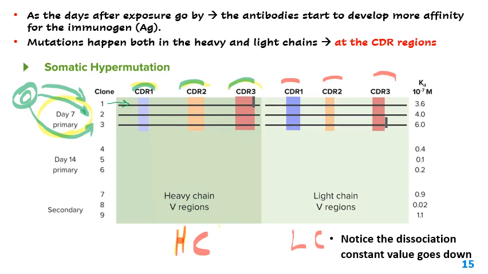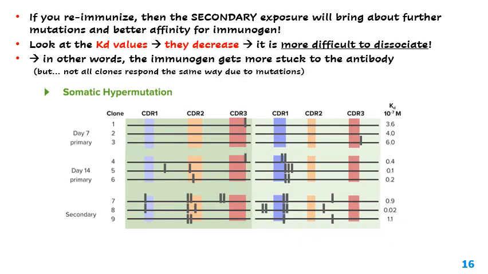Okay? Now, let's see what happens 2 weeks later. 2 weeks later, same cells over here, right? Now, look what happens here to these other clones. This clone number 4, 2 weeks later, had 1 mutation here, 2 mutations there, and ooh, look at that dissociation constant. Look at that. That is low. 0.4 is 10 times stronger than the parent cell. So that guy is a good clone. He can stick and hold on to it.